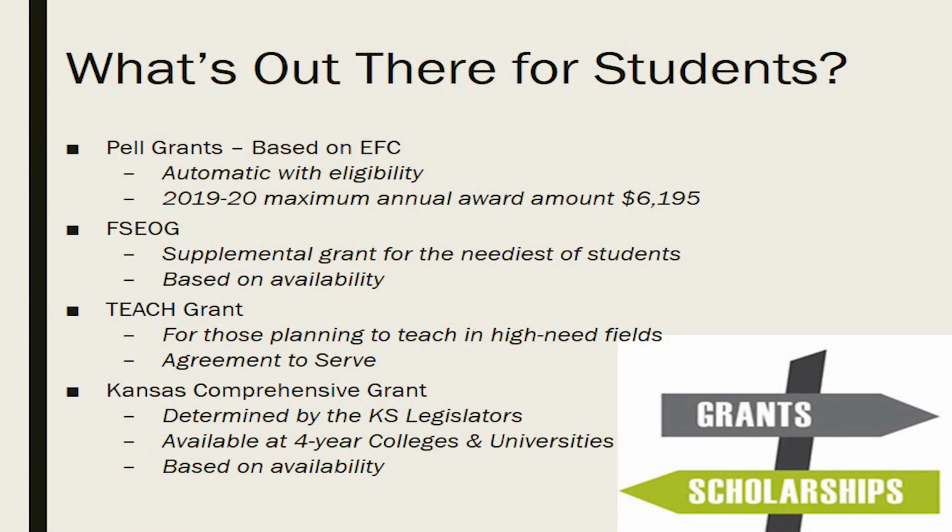So, what's out there for students? Pell Grants. The Pell Grant is based on your expected family contribution. It's automatic eligibility, so you will know when you complete the FAFSA whether you're eligible for a Pell Grant, because it will say at the end that they have Pell eligibility or loan eligibility, or only loan eligibility. And in 1920, the maximum annual award for Pell was $6,195.